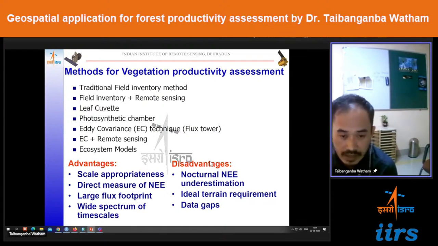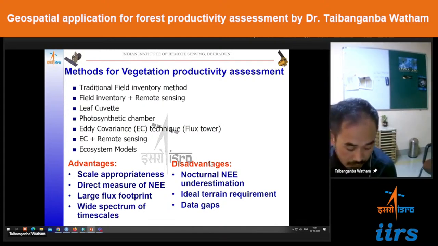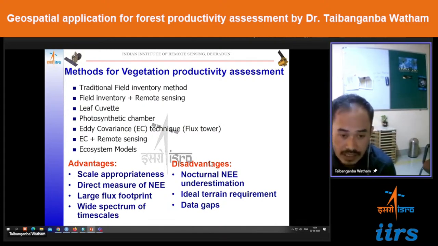But again, if we have to upscale, if we have to understand the phenomenon of vegetation productivity on a larger scale, then in that case, we have to integrate the information that we have obtained from the flux towers or the eddy covariance technique with remote sensing. Then only we will be able to see the bigger picture of how the carbon exchange is taking place over that area, or how much CO2 has been taken in by the forest ecosystem. So with integration of remote sensing, we can see a bigger picture.